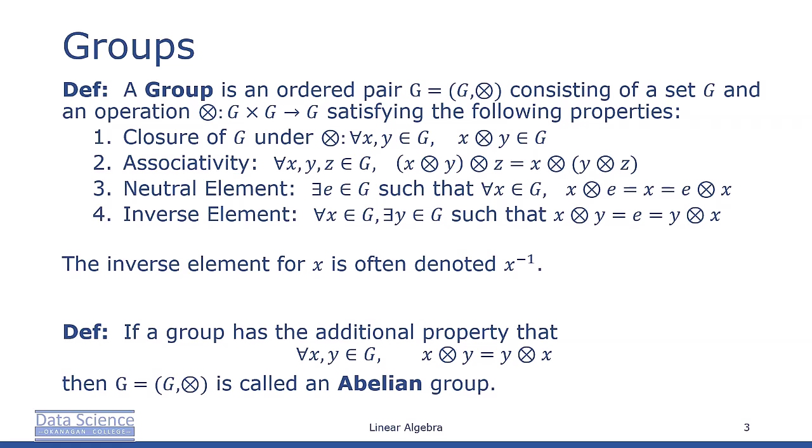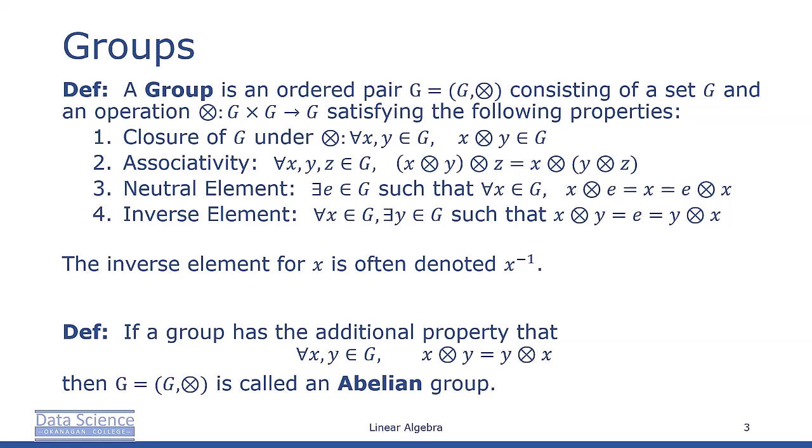A neutral element: there's an element e in the set, so that for every x, x ∘ e equals x equals e ∘ x. And an inverse element: for every x in the set, there exists a y in the set, so that x ∘ y equals e, which is equal to y ∘ x. That inverse element is often denoted by x to the power of -1.